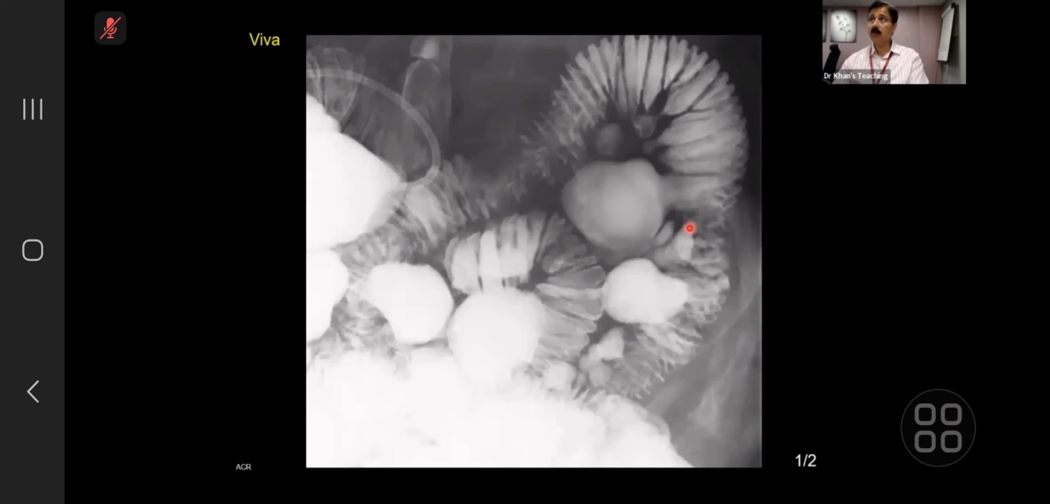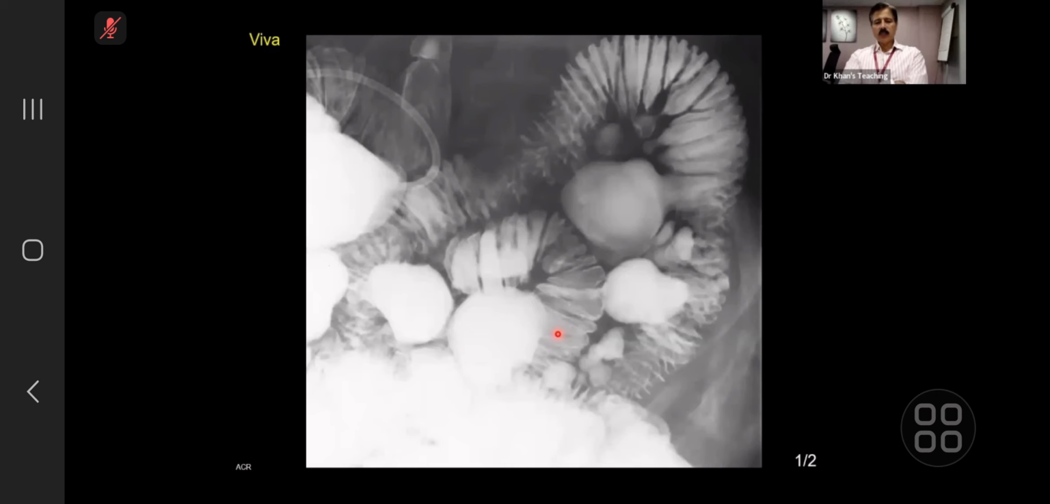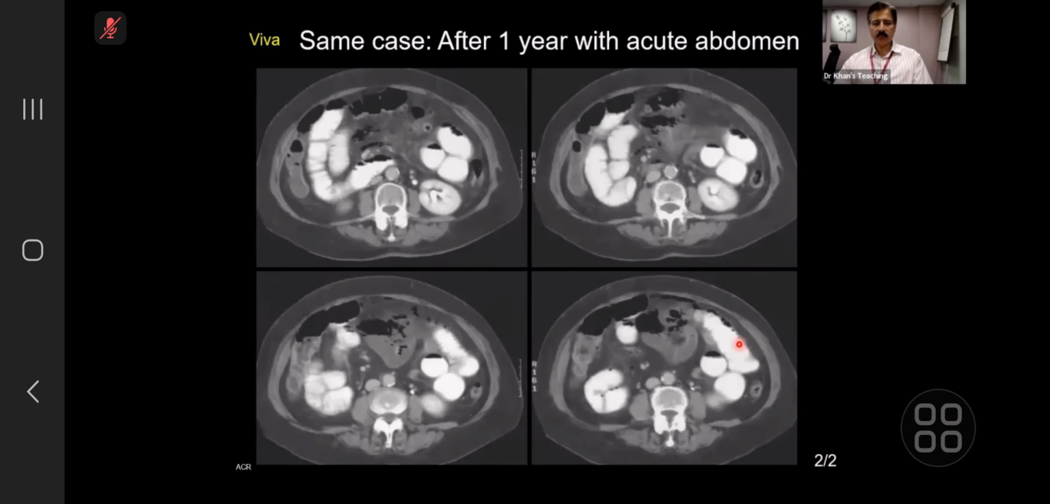Spot diagnosis. Number 2. What is happening here? So there are multiple sacculations with thickening of the small bowel. Which border is involved? Mesenteric, anti-mesenteric? Mesenteric border. And mucosal irregularity. I'm not interested in mucosa. Your finding might be there, but what is this? You can see a neck here. Okay, same case, CT scan after 1 year.